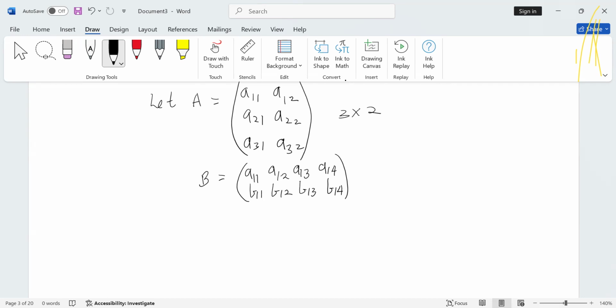What is the order of matrix B? 2 by 4. So you can see that they are equal. Whenever that is the same, you can multiply them. The columns of the first matrix and the rows of the second matrix are equal.